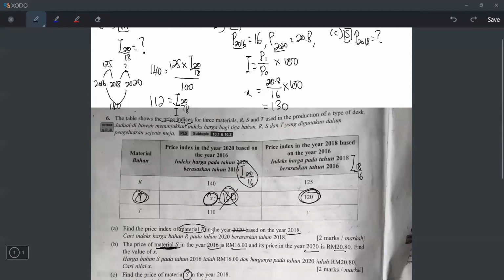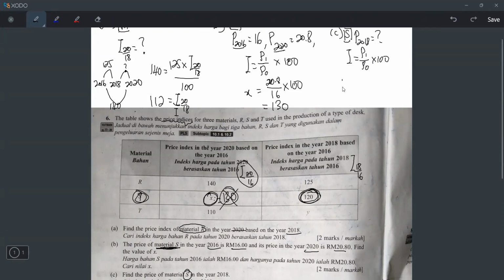Why, Sharmin? Because that doesn't have the year 2018. When you see they say find price, confirm it is I equals P1 over P0 times 100. Means I have to substitute the I, the P1 and the P0. If I use this info as my I, the price on top will be 2020 and the price at the bottom will be 2016. So it doesn't involve 2018, so I won't use this info. I will use the 120.